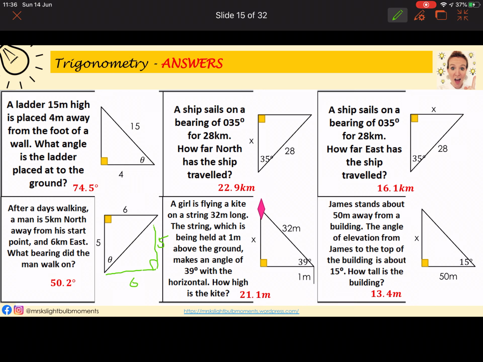In this case, it would be tricky because we want the bearing, and the bearing has to go from north. So if you'd found this angle, you'd then have to take it away from 90. So just be really careful if the question is talking about bearings. They go from north and they go clockwise. So that has to be your bearing.